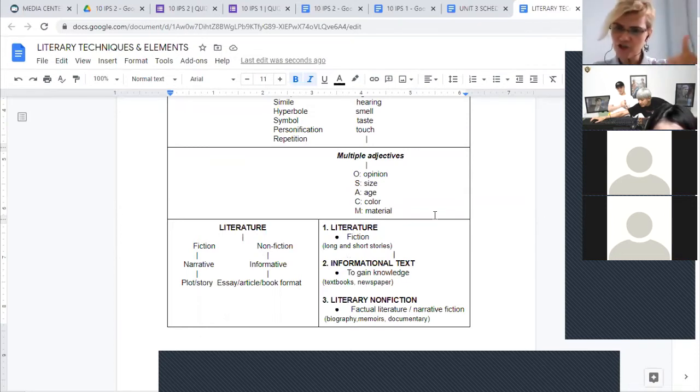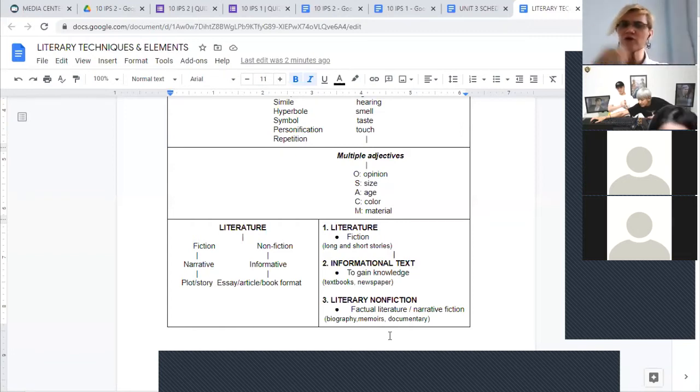So we've got literature, which is everything about a story, fiction. Then we've got an informational text, which would be the former nonfiction. Yeah, so everything to gain knowledge. But then we have number 3, which is called literary nonfiction. So basically right now in English, they have made that major change and added that.